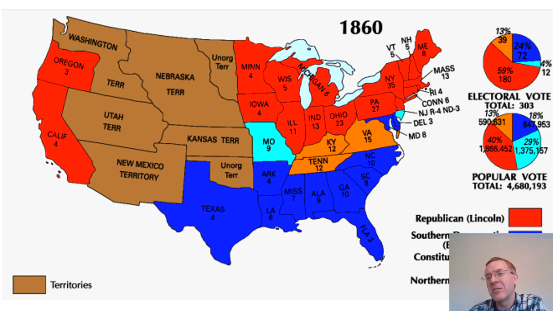Another interesting fact is, look who came second in the popular vote. It's Senator Stephen Douglas of Illinois. But notice, first of all, that he only carries one whole state, yet he gets the second most votes. That's interesting. So now what I want to do is look at the Electoral College vote.